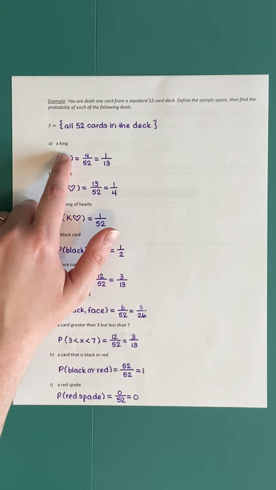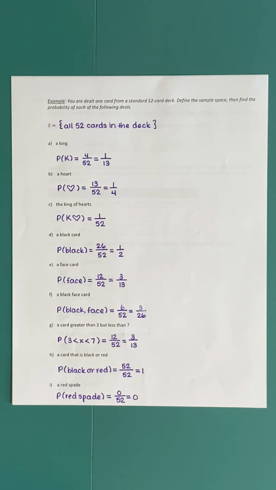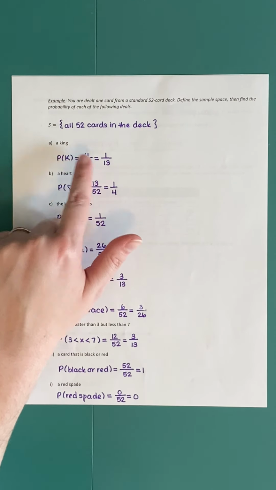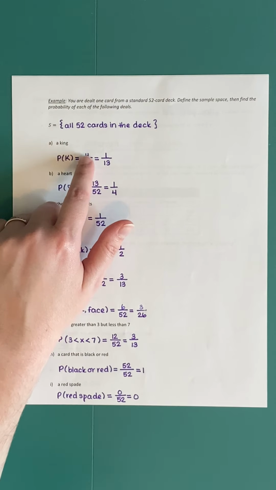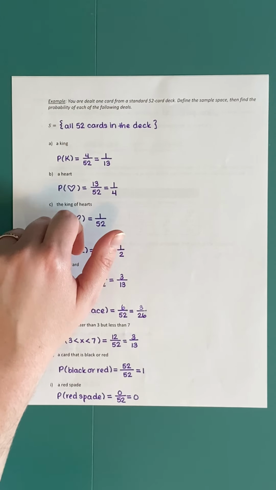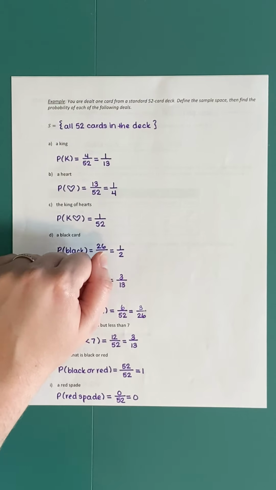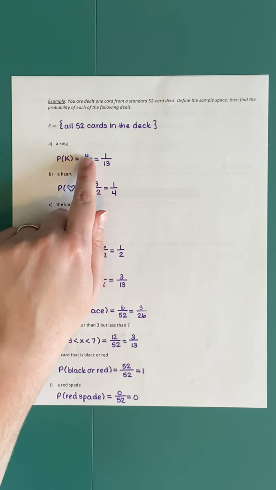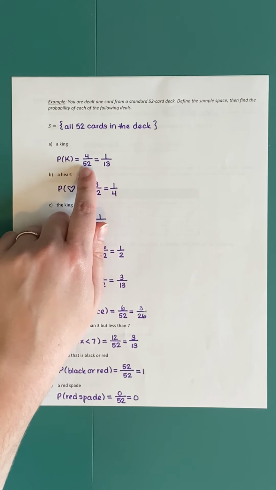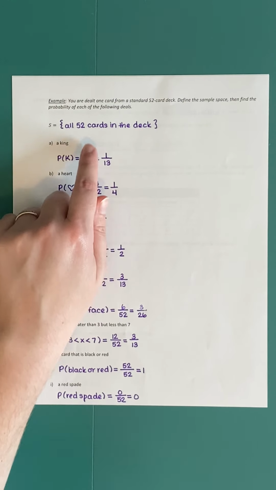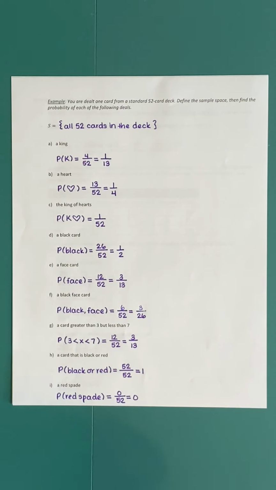Well, a king is a type of card. Each suit has a king in it, and it has only one king. So if there are 4 suits, there are going to be 4 kings. There's going to be the king of hearts, the king of diamonds, the king of spades, the king of clubs. So there are 4 possible outcomes in this event. There's 4 ways that this particular event could happen if we're dealing one card from the deck. So our numerator is going to be 4, and our denominator is going to be 52. This is going to reduce to 1 over 13.